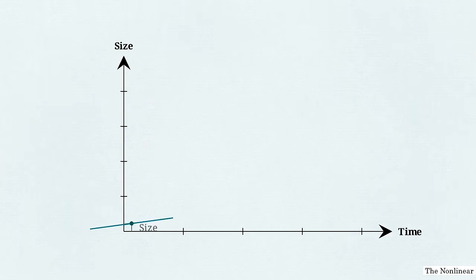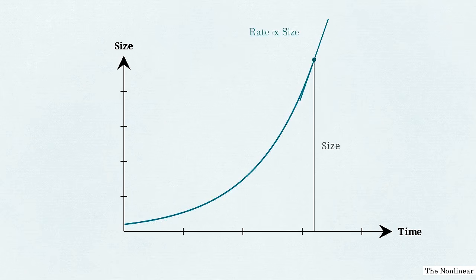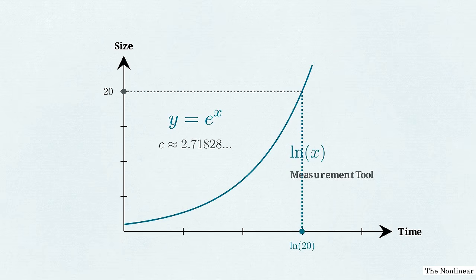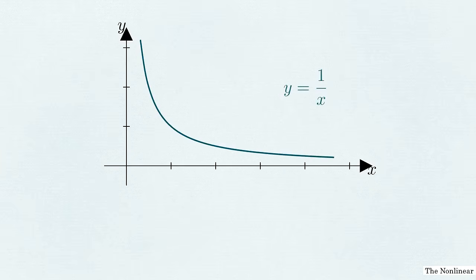Systems that grow continuously, like a population or an investment, grow at a rate proportional to their current size. This smooth growth is defined by the number e. To measure the cycles of that growth, we use the natural logarithm. The natural logarithm has an exact geometric definition. Draw the curve for 1 over x. Find the area under this curve from 1 to t. That area equals the natural logarithm of t.